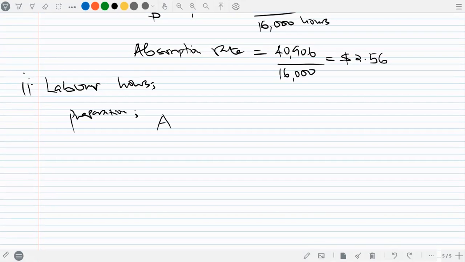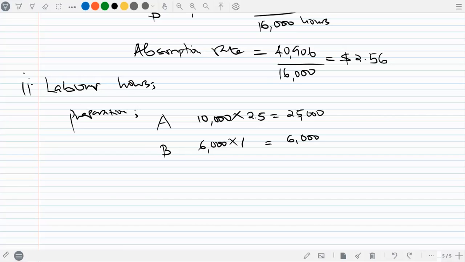Product A, we determine the total labor hours that the company spent in making product A under the preparation department. Units were 10,000. The number of hours that each unit takes is 2.5, therefore times 2.5, you get 25,000 hours for product A. Product B, the units are 6,000. The labor hours it takes in the preparation department is 1 hour, therefore 6,000. Therefore, total labor hours spent in the preparation department is 31,000 hours.